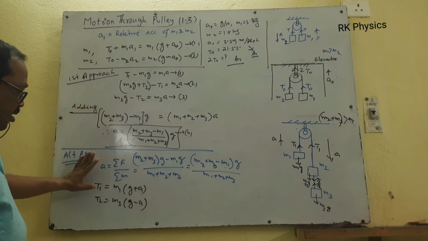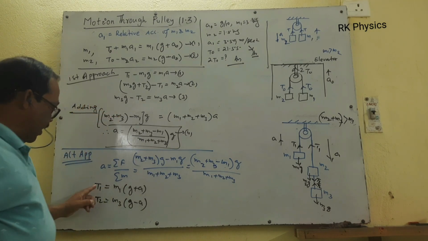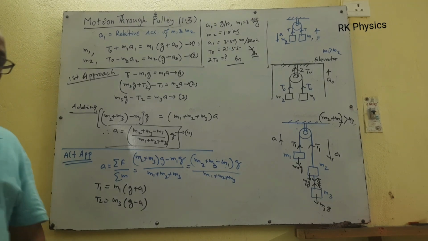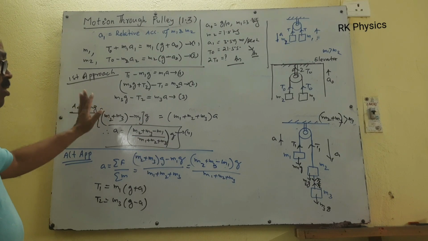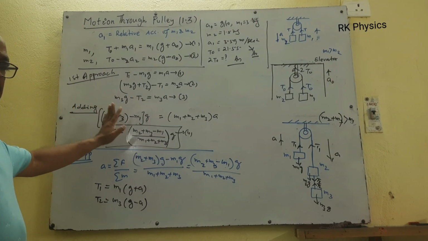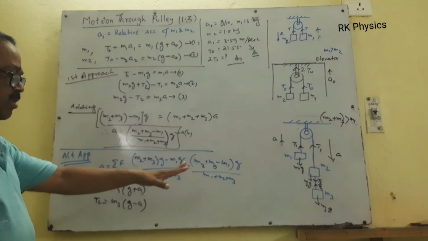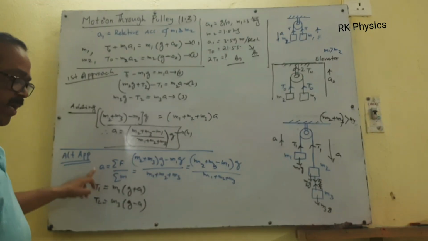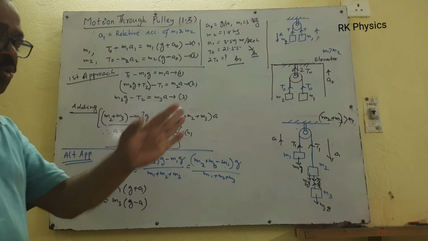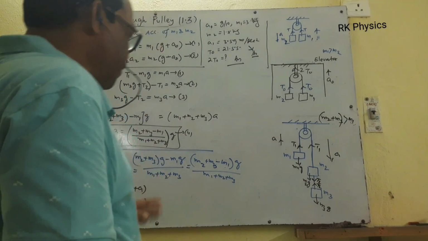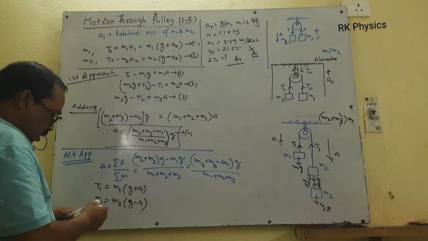It is easy. In your entrance exam, either you have to find T1 or you have to find T2. So it is not necessary to write all the equations at a time. You can approach directly with A and T1, or A and T2. With these two equations, A with T1 or A with T2, you will get the answer.